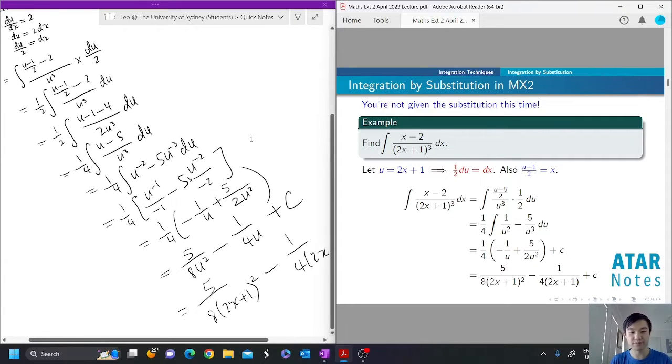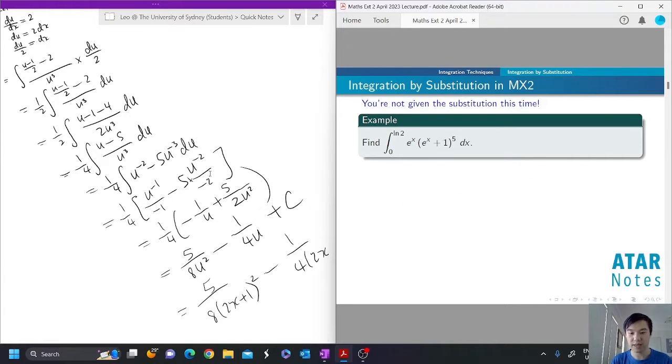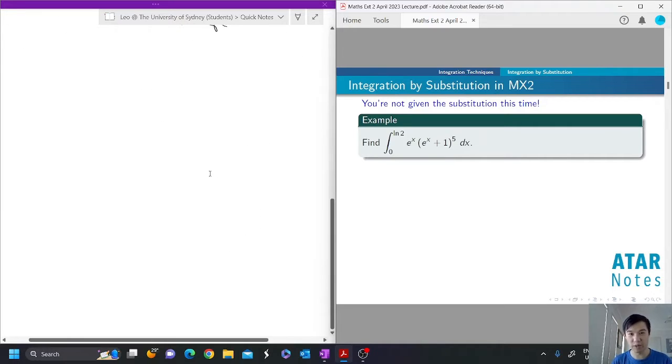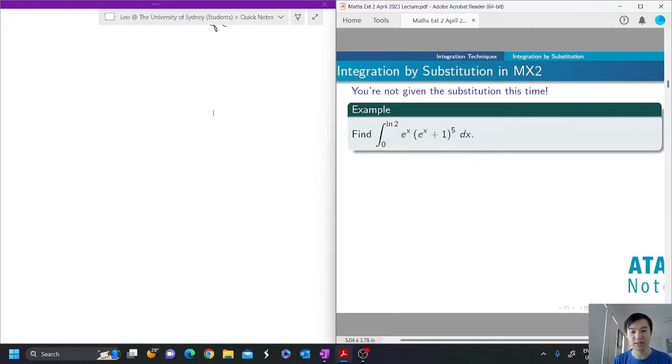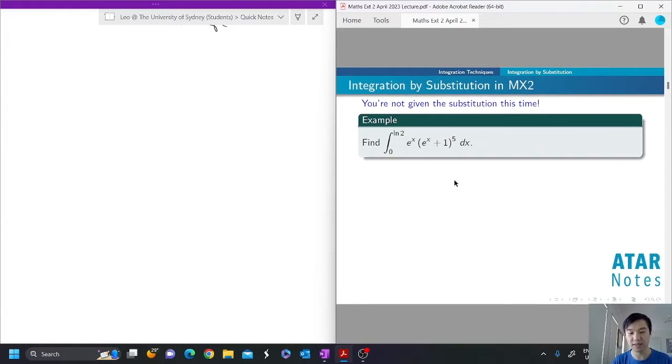Alrighty, so let's try doing this question. And this time we are working with a definite integral. So let's see what would happen if you just get an integral like this, which is something that you might get in the HSC paper. They won't give you the substitution, unlike Extension 1. So let's say we are asked to integrate from 0 to ln 2 of e to the x times (e to the x plus 1) to the power of 5, with respect to x.